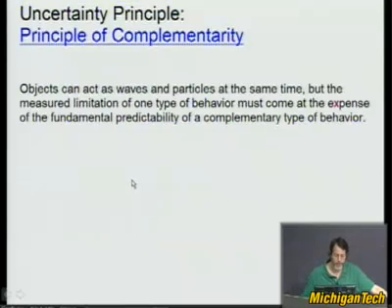Okay. So one fundamental way this is phrased is objects can act as waves and particles at the same time. But the measured limitation of one type of behavior must come at the expense of the fundamental predictability of a complementary type of behavior. So in some sense, a photon can act like a particle, and then it's sort of like a bowling ball, and you know where it's going to go. But it must act as a wave and a particle at the same time. And if you measure one behavior, you limit the other.